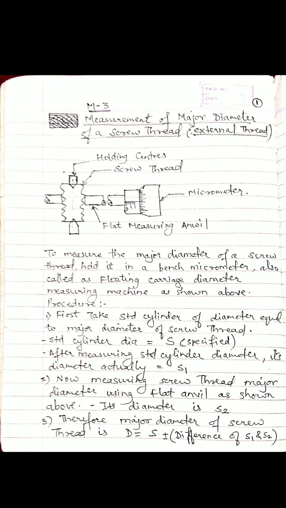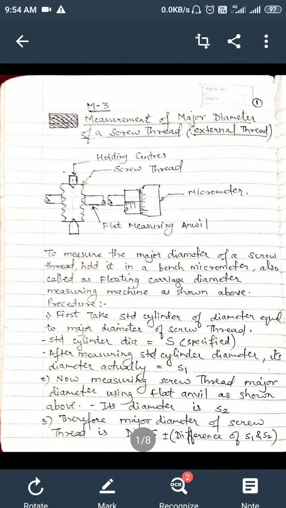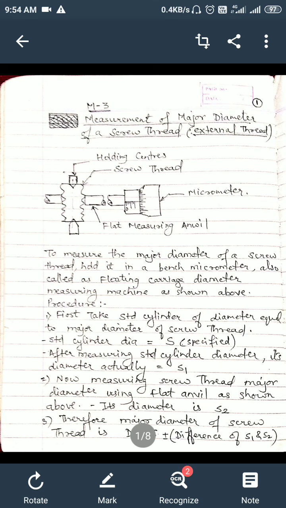To measure the major diameter of a screw thread, we have to make use of a machine called a floating carriage diameter measuring machine, or it is also called a bench micrometer. So first take a bench micrometer in your hand and then start the process.